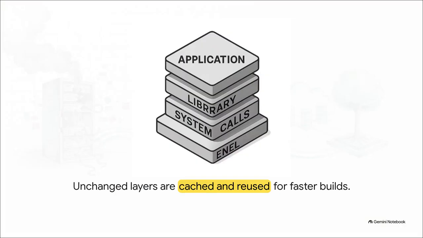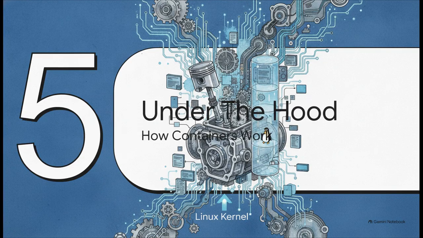Finally, we have layers. Images aren't just single massive blocks, they're actually built in stacked layers. Think of an application layer sitting on top of a library layer, which sits on top of a system calls layer. This is absolute genius because unchanged layers are cached. If you just update your app code at the very top, the container engine simply reuses all the bottom layers. That means lightning-fast builds and much, much smaller transfer sizes. Let's move on and see how this builds.